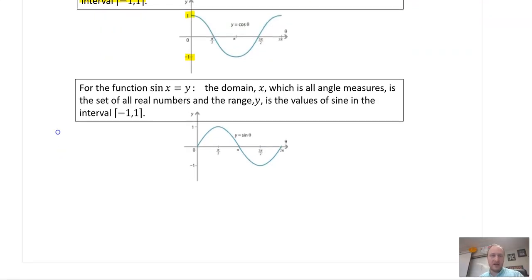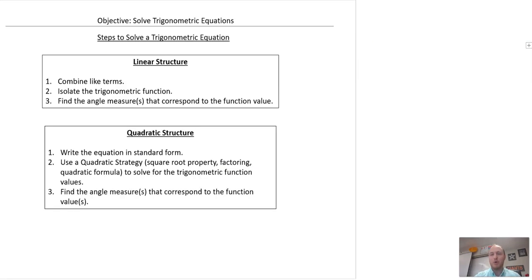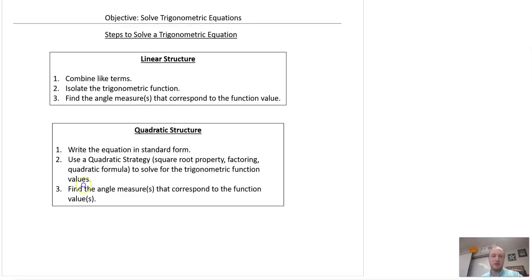Similarly, when we look at the sine function, again, the domain is all real values. I can plug in any angle from negative infinity to positive infinity, and the range, again, is -1 to 1. So again, we can expect to get these values out. If we get anything outside of that, anything lower than -1, anything bigger than 1, we end up throwing those answers away.